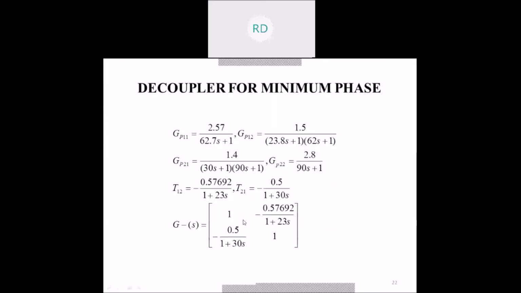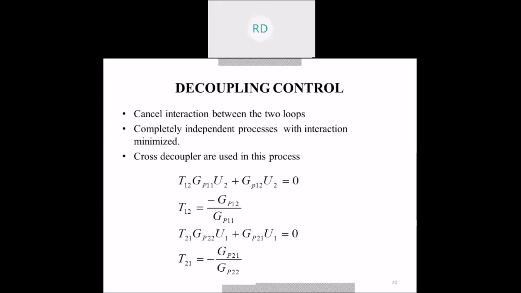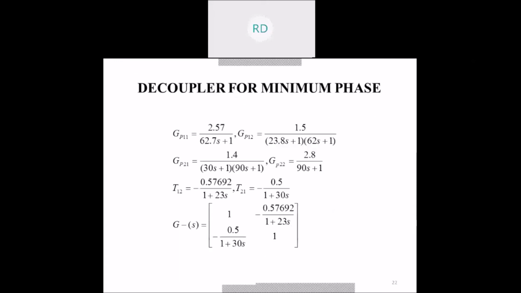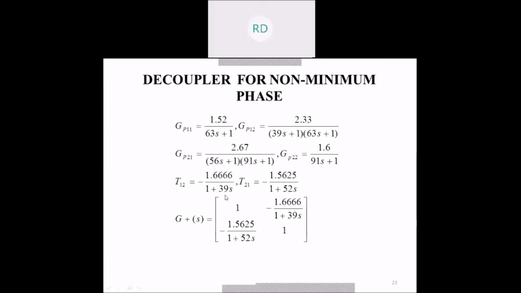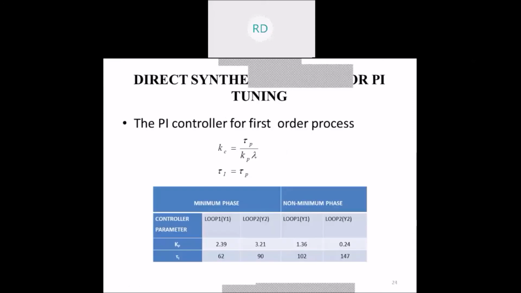So similarly, the decoupler for the minimum phase system is nothing but a transfer function. T12 is nothing but GP12 divided by GP11, and T21 is nothing but GP21 divided by GP22, right? So you just substitute the transfer functions here, and you will get T12 and T21. So this is the transfer function for the decoupler for minimum phase. Similarly for non-minimum phase, T12 and then T21.